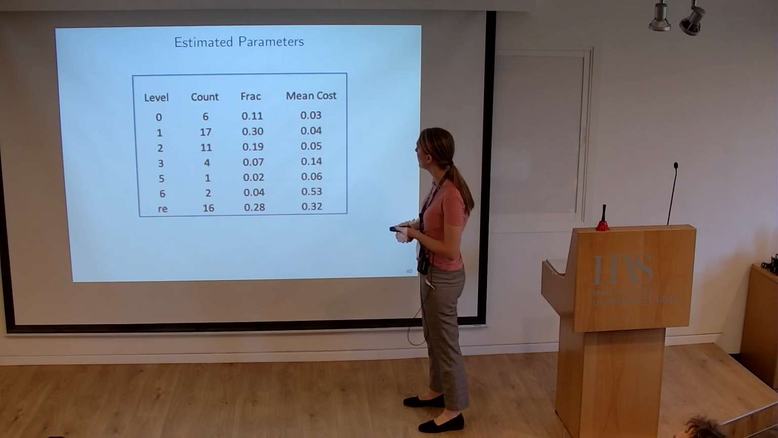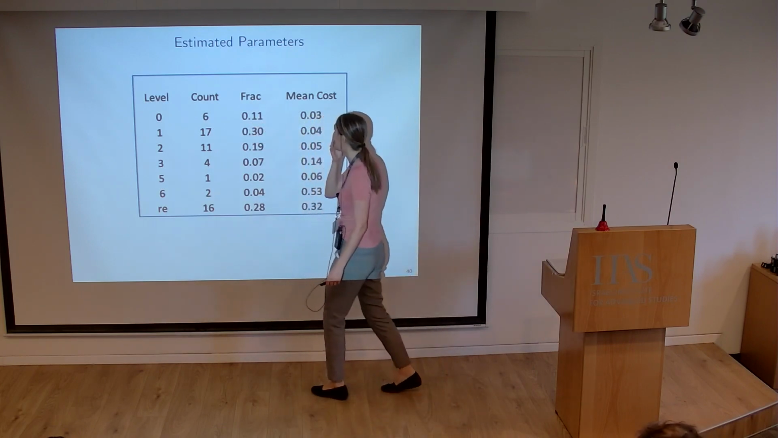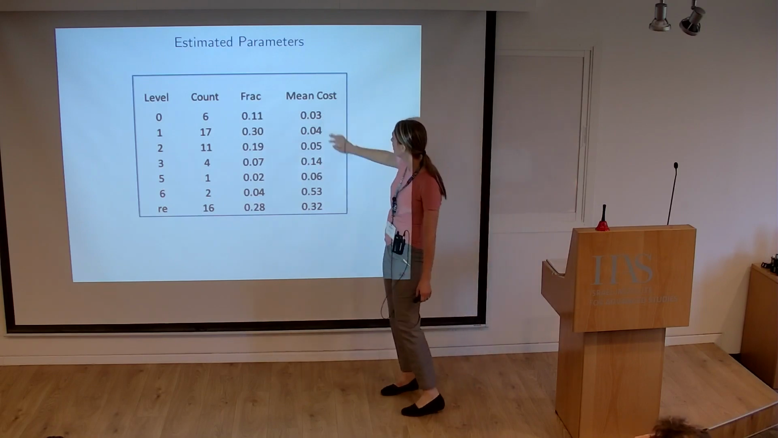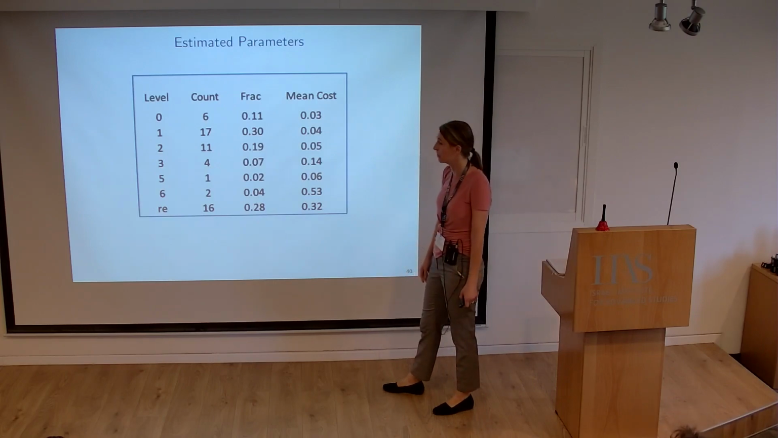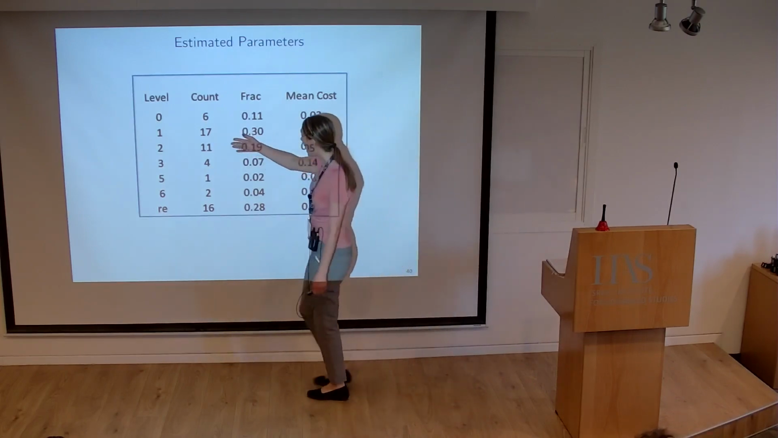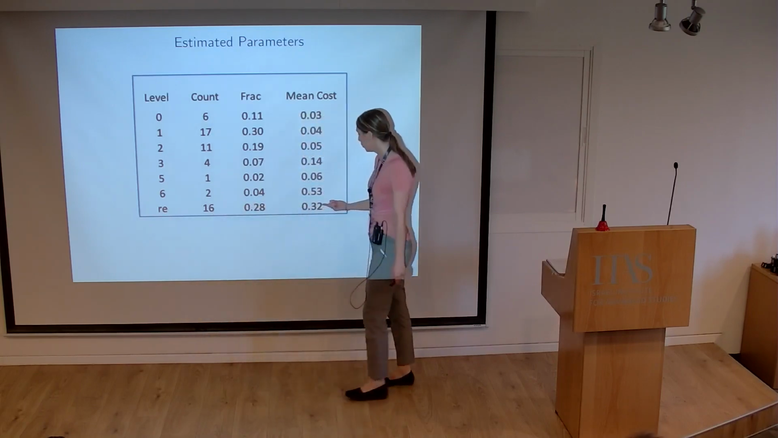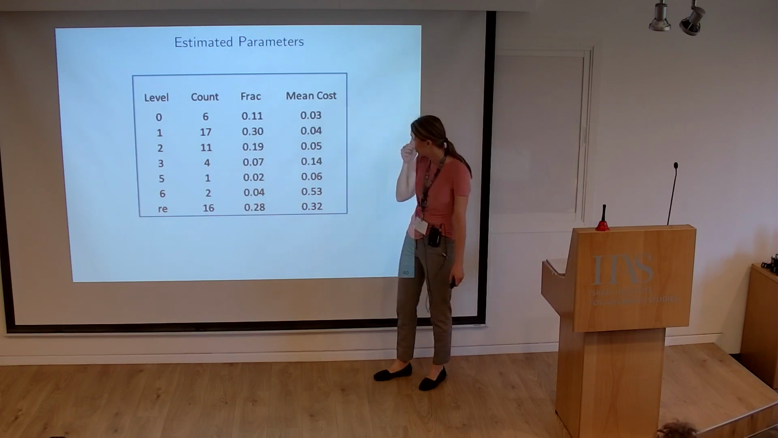Okay, so here are the estimated parameters. This doesn't look too bad, right? We have level 0, 10% of the subjects are level 0, and they have a pretty low cost, at least relative to these other folks down here, the higher levels of strategic sophistication. We actually have pretty high levels of strategic sophistication, with 16 people who are estimated to be rational in this model, but with very high control costs, right? Very high entropy costs.